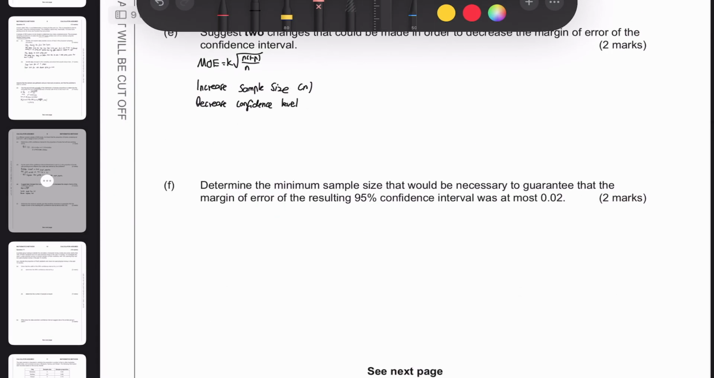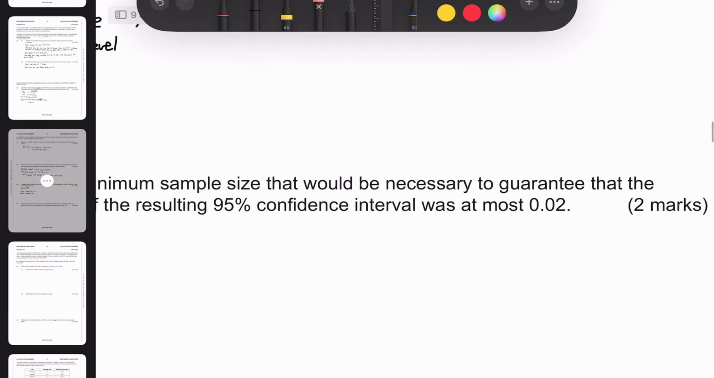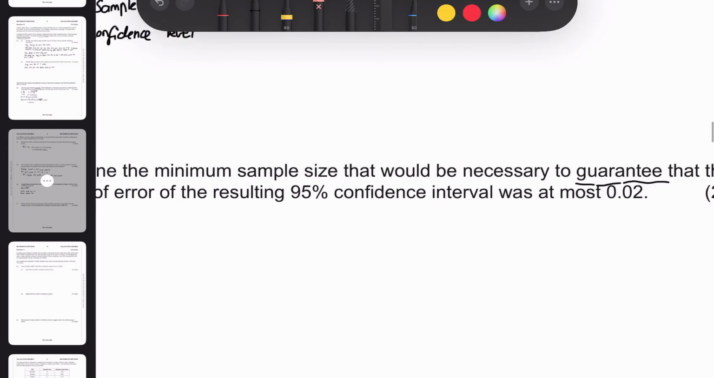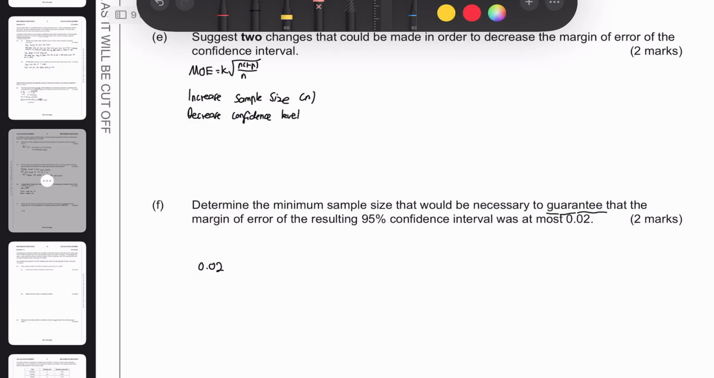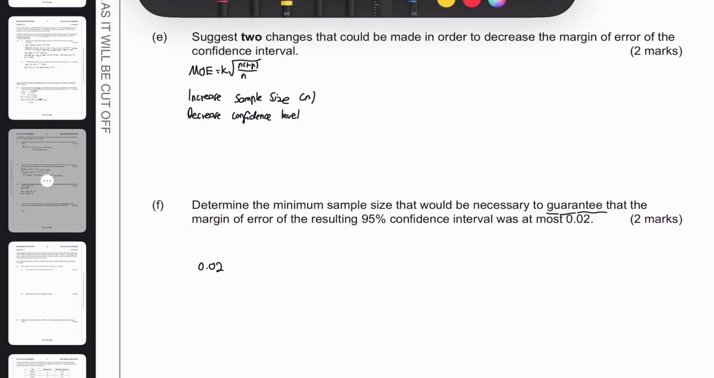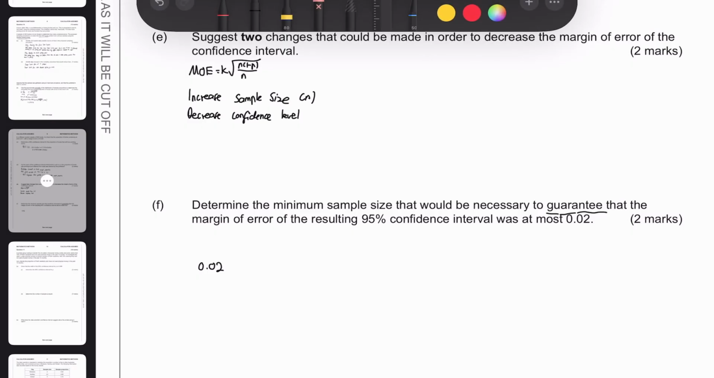Determine the minimum sample size that will be necessary to guarantee the margin of error resulting from a 95% confidence interval is at most 0.02. Key here is guarantee. So we have that 0.02 is the margin of error.